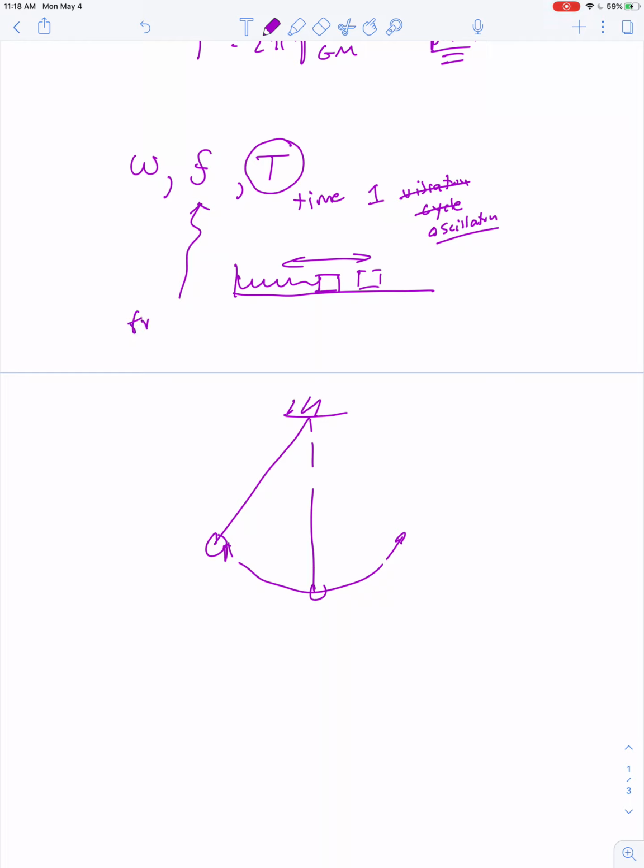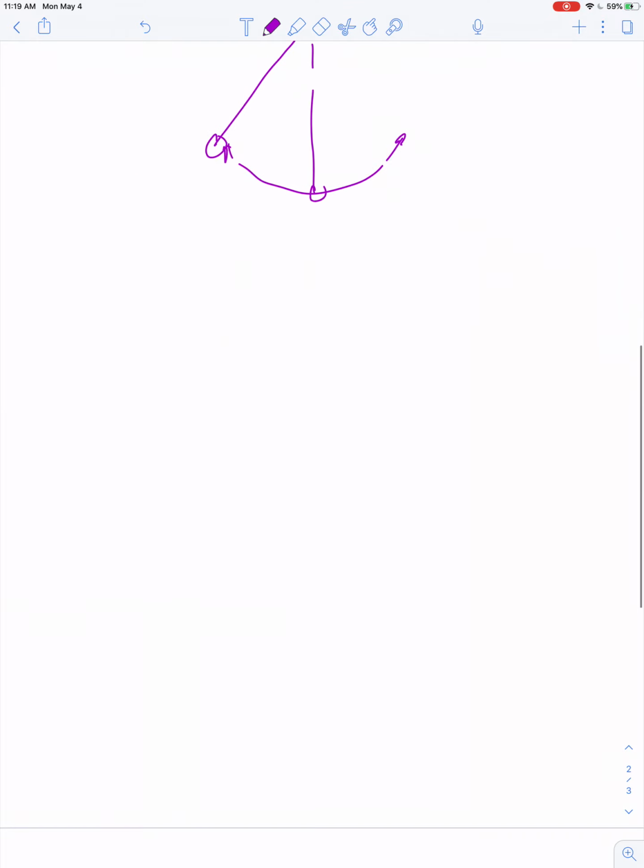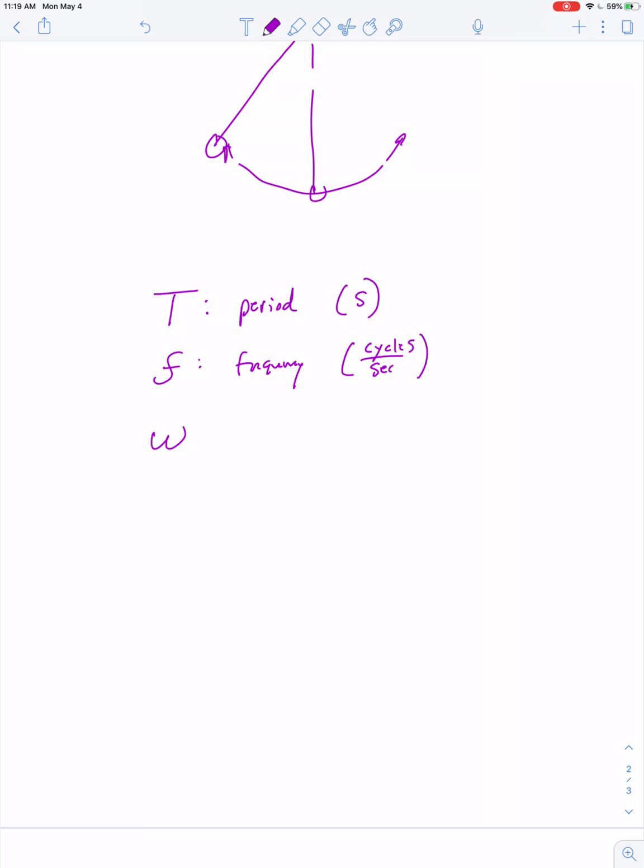F stands for frequency. You might say, wait a minute, I thought that's what omega stood for. Well, there's two different types of frequency. There's frequency and there's angular frequency. Capital T is period, and the units are seconds. Lowercase f is frequency, and the units are cycles per second. Now, 1 cycle per second has a nickname. It's called a hertz.